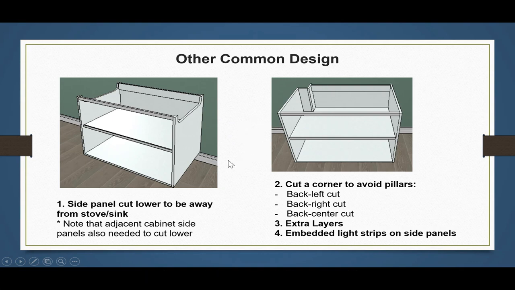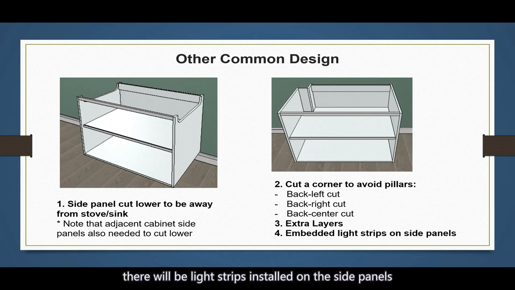and cut the left side panels of the adjacent cabinets right here. Okay. And the other case is to cut the corners for pillars. Sometimes we have a back left cut, back right cut, or back center cut, it depends. We don't really recommend this, but if it's needed, we offer it. The other cases do not need to be drawn out. The other cases are extra layers. You can just set it to extra layers. And one other case is embedded light strips on the side panels. You can see this in our samples a lot, and you can easily select it in the software. Just click yes, and then there will be light strips installed on the side panels.